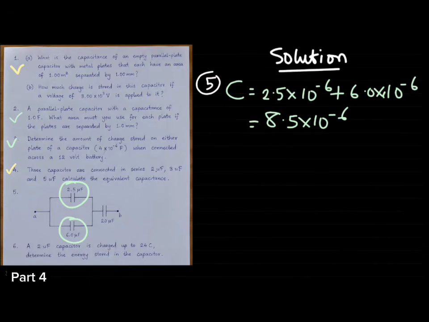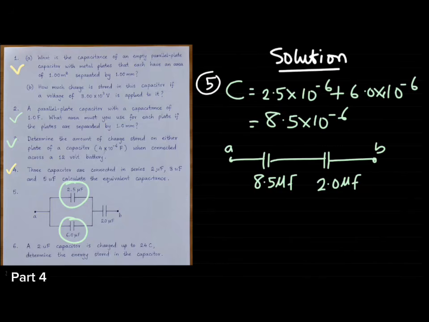After solving that, you'll see that your circuit will now look like this. From the A, you have this to be 8.5 microfarad. Then if you move it again, you have 2.0 microfarad. So now it's in series connection. So you're going to be solving for your final or equivalent capacitance of capacitors in series connection. So therefore, 1 all over C equivalent is equal to 1 all over 8.5 plus 1 all over 2.